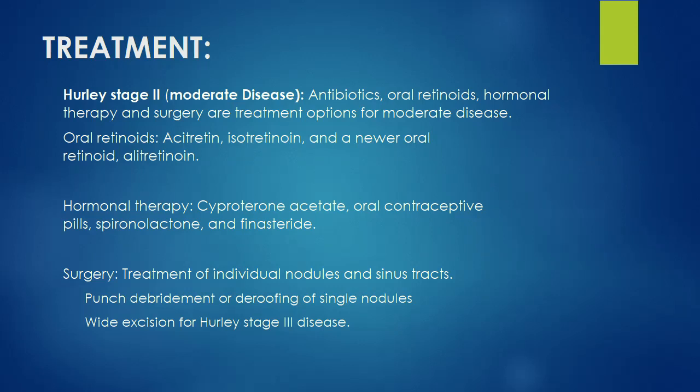Hormonal therapy. Androgens may contribute to the development of HS. Examples of anti-androgenic therapies that may improve the disease include cyproterone acetate, oral contraceptive pills, spironolactone, and finasteride.